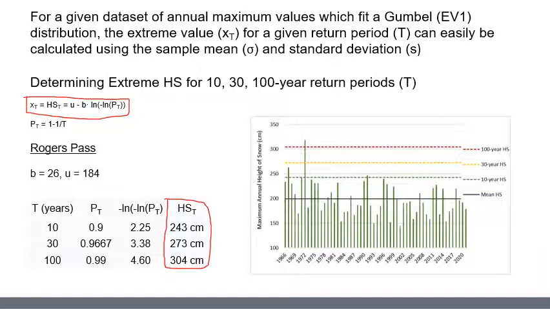These values can then be plotted over the existing chart here to see where each of our years falls. So in the case of 1972, we see our value is above the 100 year height of snow. And 1967 falls between the 10 year and the 30 year.